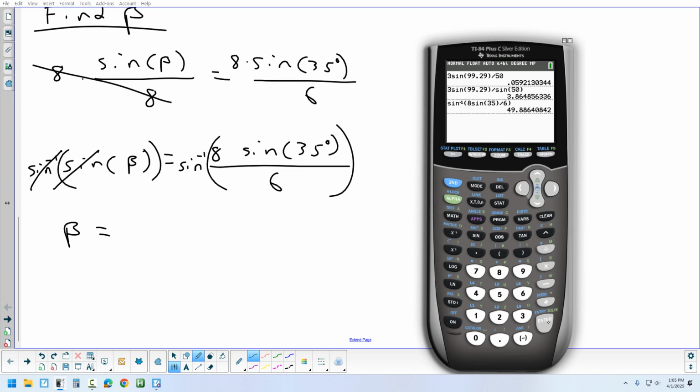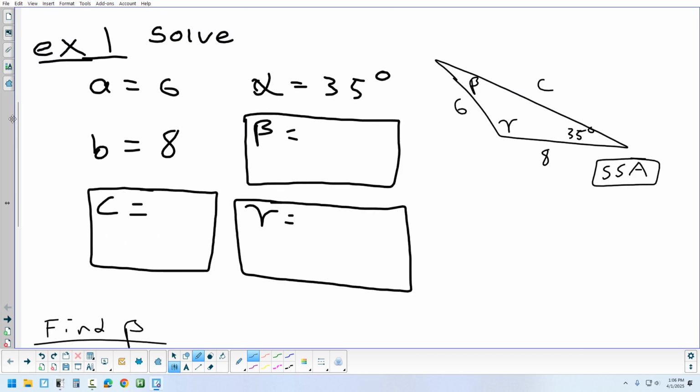Okay. So because we didn't get no solution, this problem is solvable. That is one of the answers for beta. We don't know if there's a second one yet. We need to check that. Don't you subtract that from 180? Yep, so let me write that down first, and then we'll do that. So 49.886.